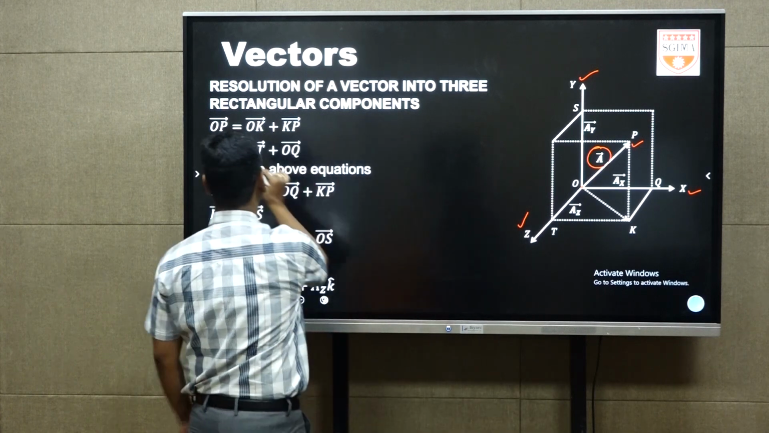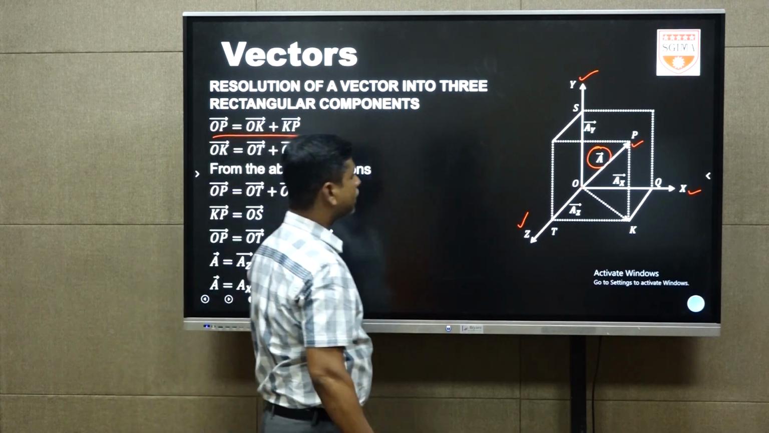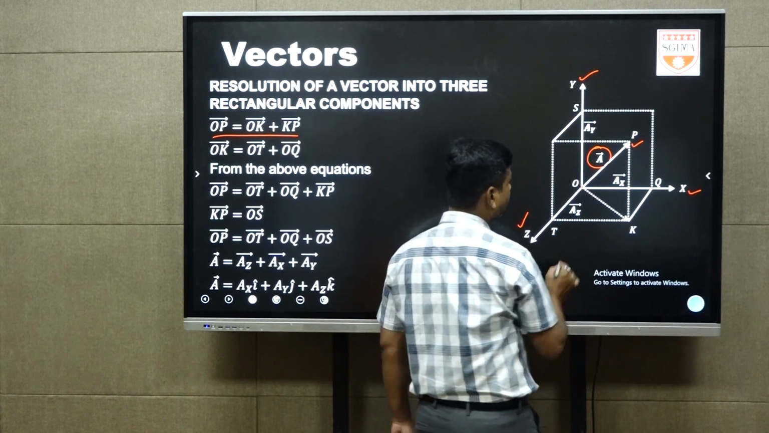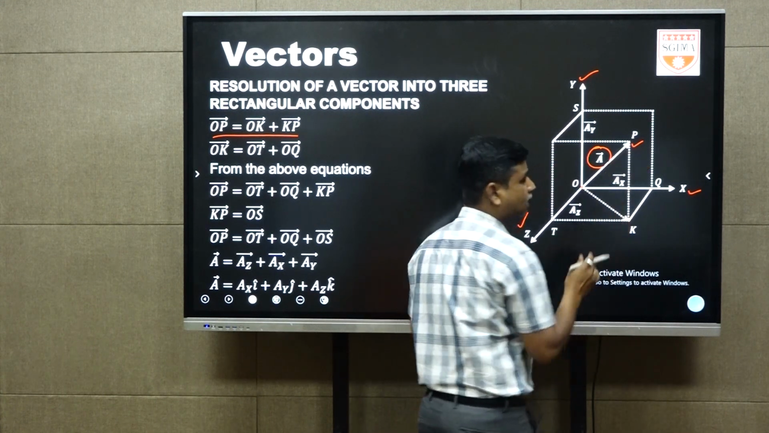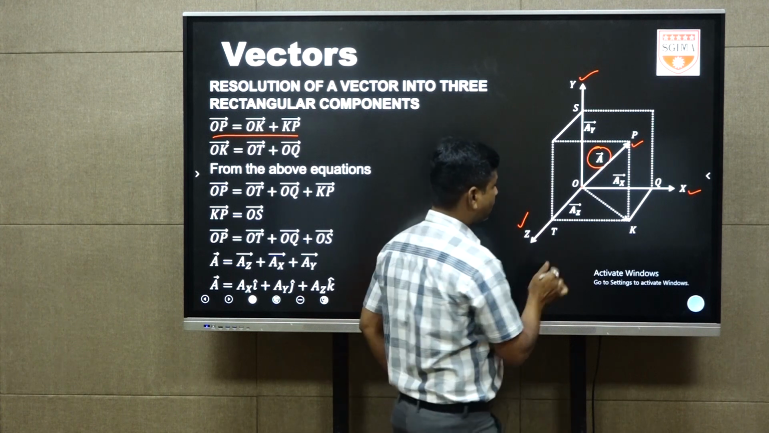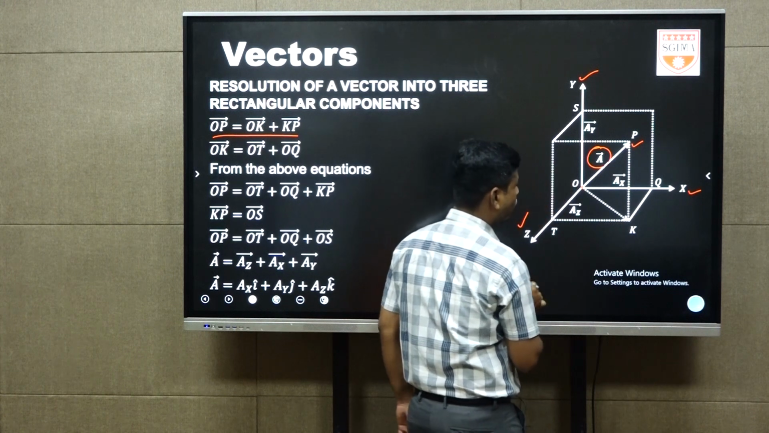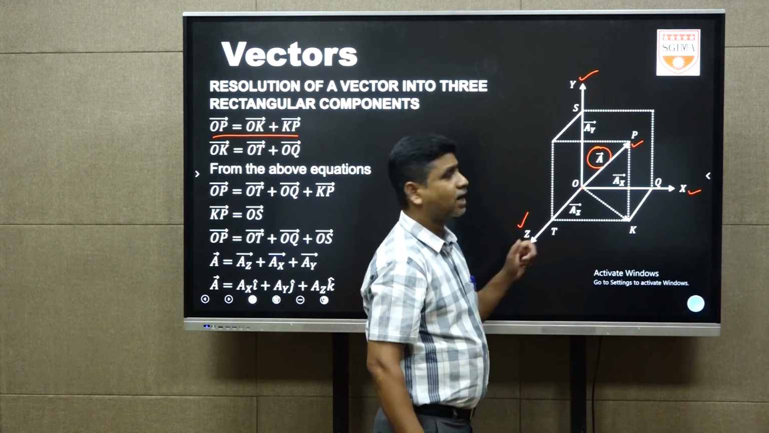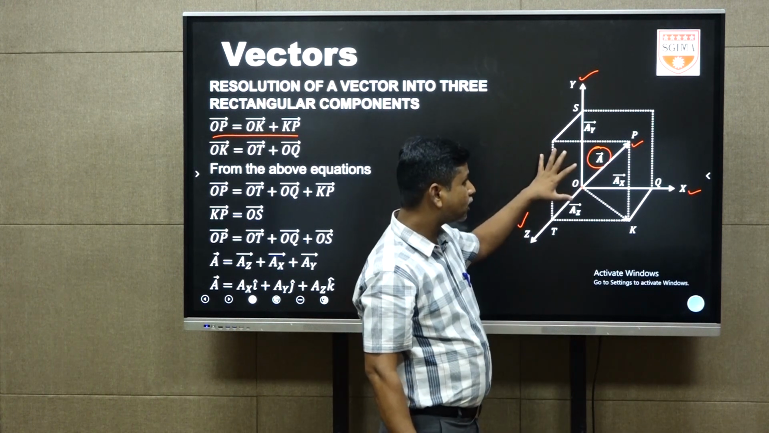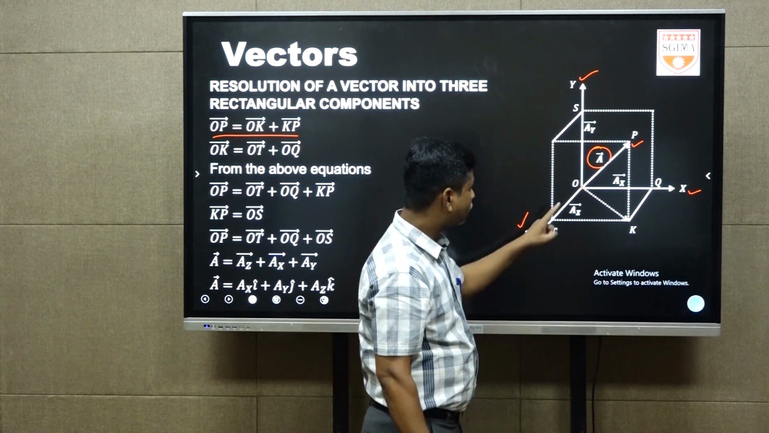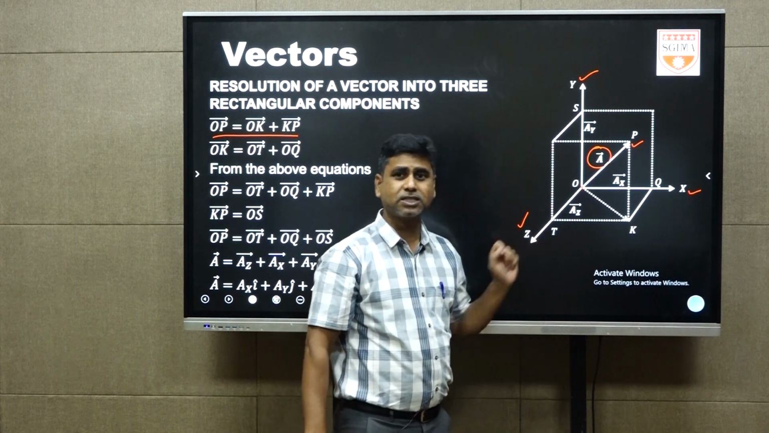First one is OP bar equal to OK bar plus KP bar. Here OP bar is a given vector actually. This dotted line means we are considering this. OK, first identify this diagram in 2D, very clearly try to understand here, because it is a 2D diagram, but the explanation is in 3D.